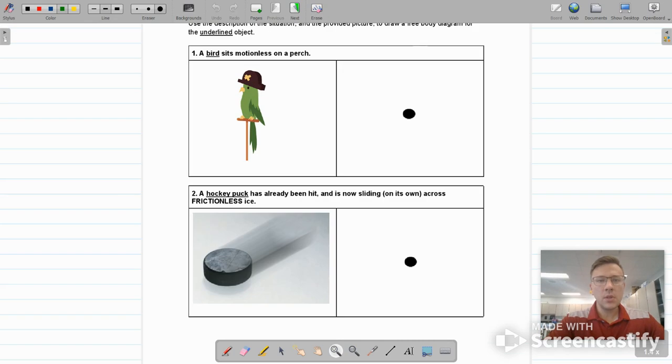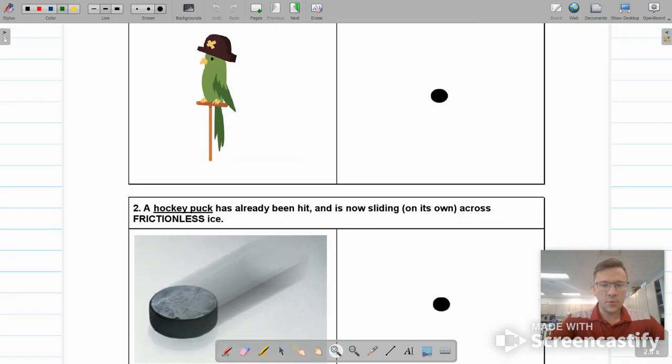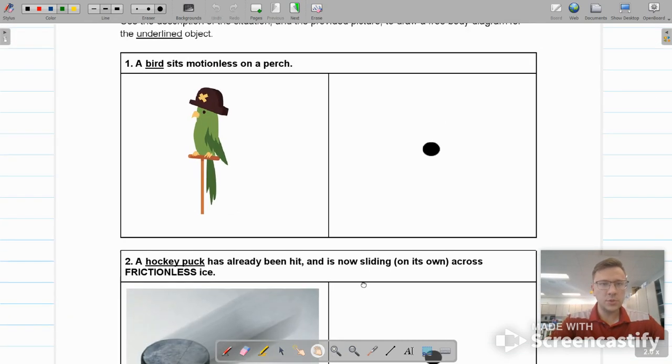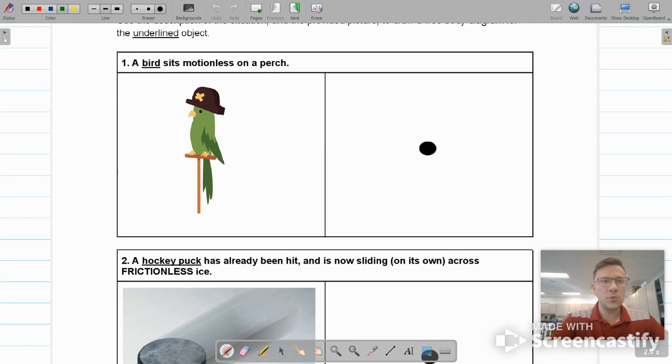So, on this first problem, same as before, we are going to be drawing the free body diagram for the object that's underlined in the description here, in this case, the bird, the pirate bird. And it says a bird sits motionless on a perch. So we know that gravity pushes down on the bird, but the bird is not falling through the perch. So there must be an oppositional force, something to balance it out here because the bird is not moving. So at the very least, I know these two forces are balanced.